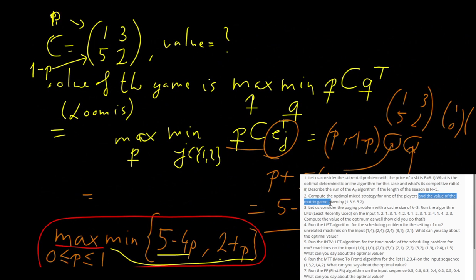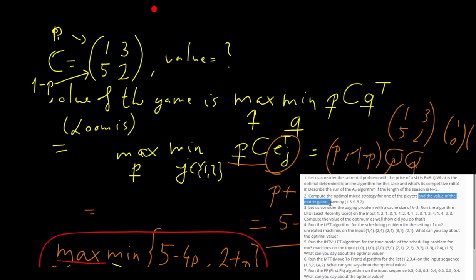And of course this is between 2 and 3, because if you remember, there was a Minimax theorem which says that it's always between the minimum of the maximum of the columns. So the maximum of the first column is 5, the maximum of the second column is 3, and the minimum of these two things is 3.